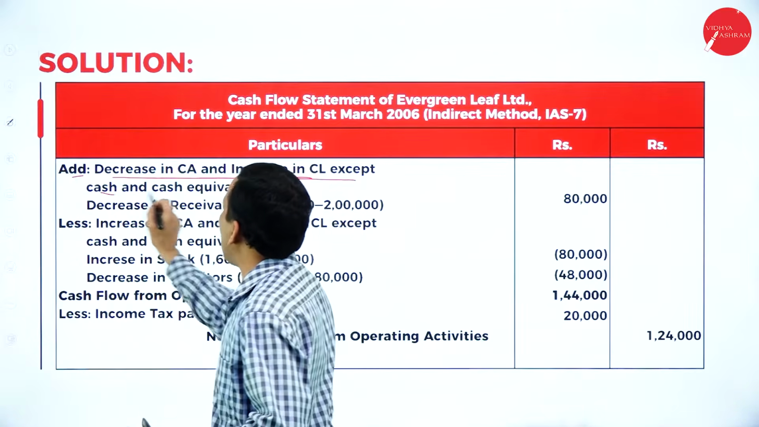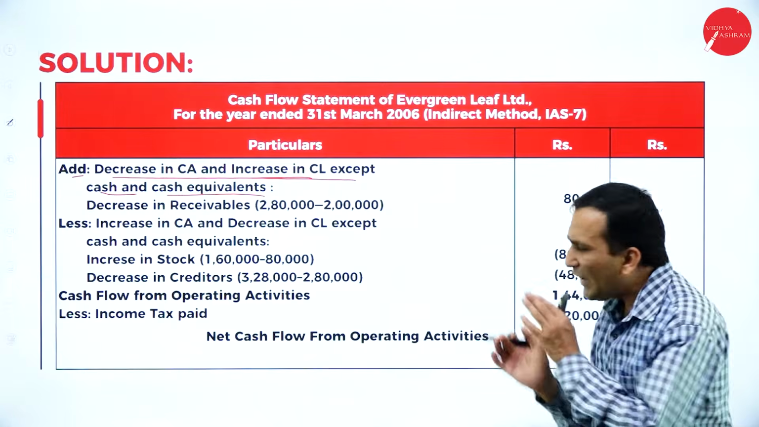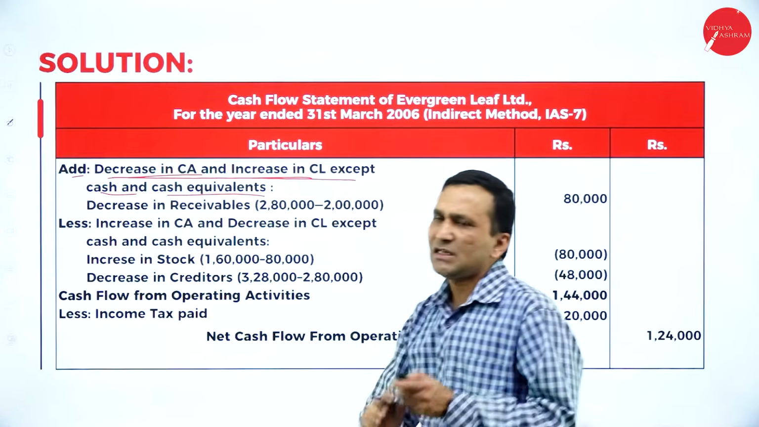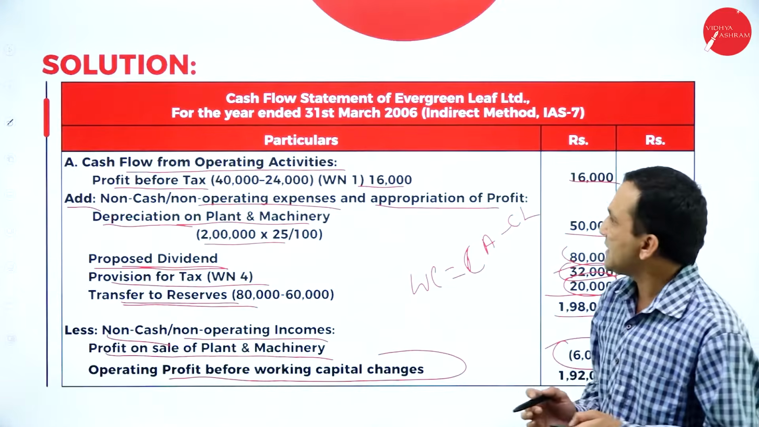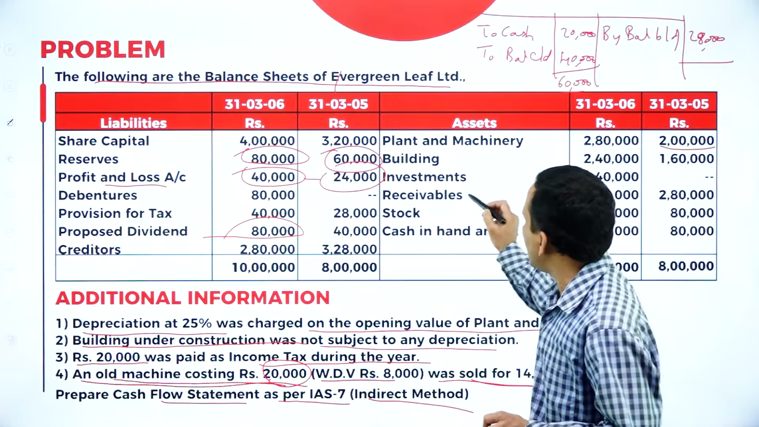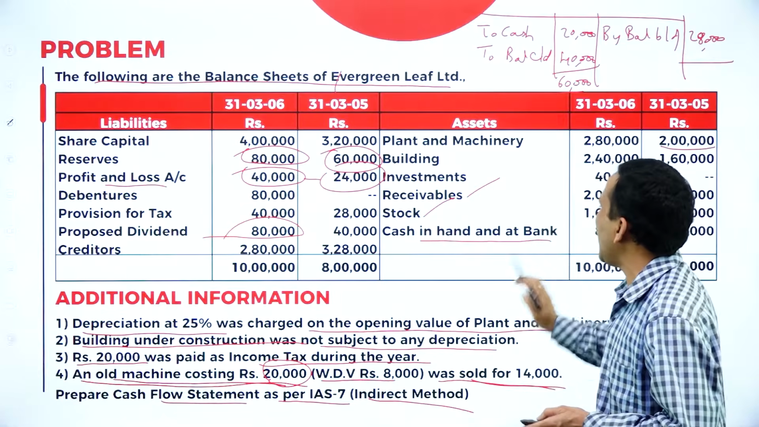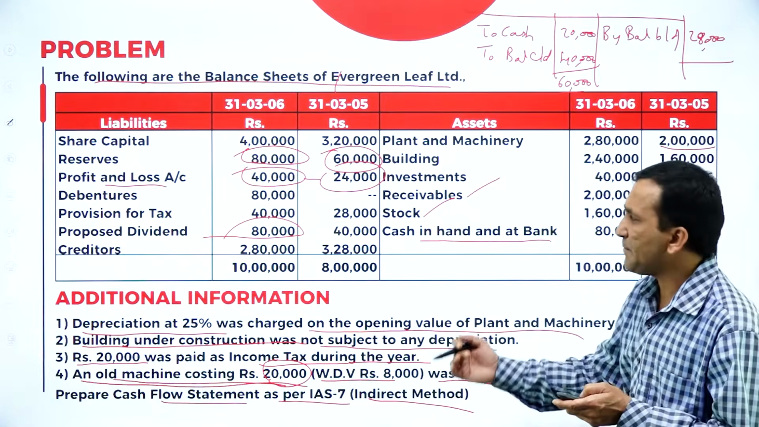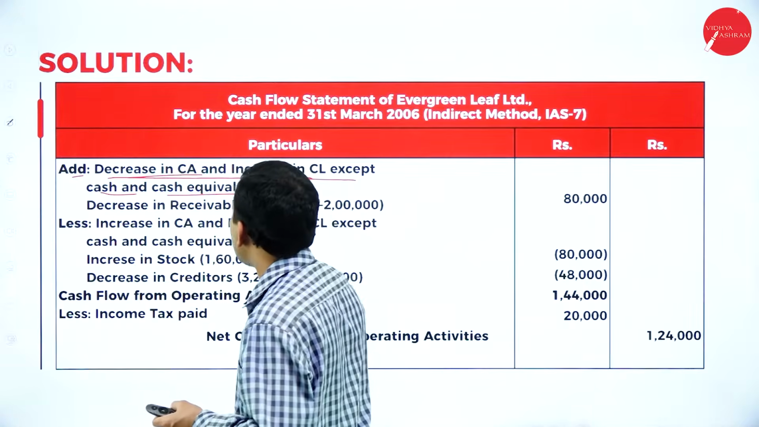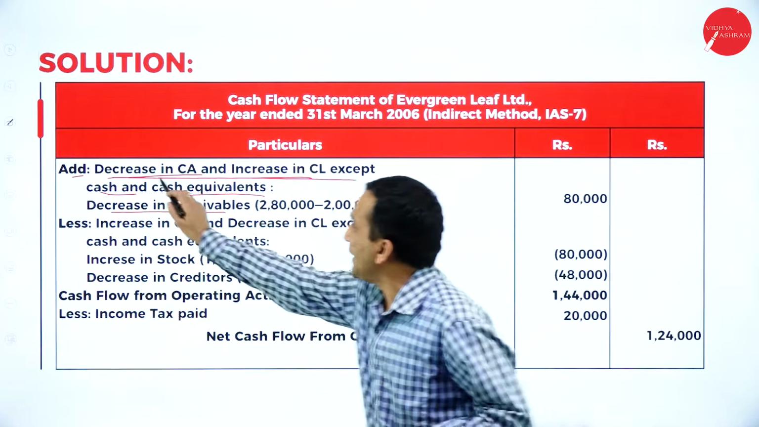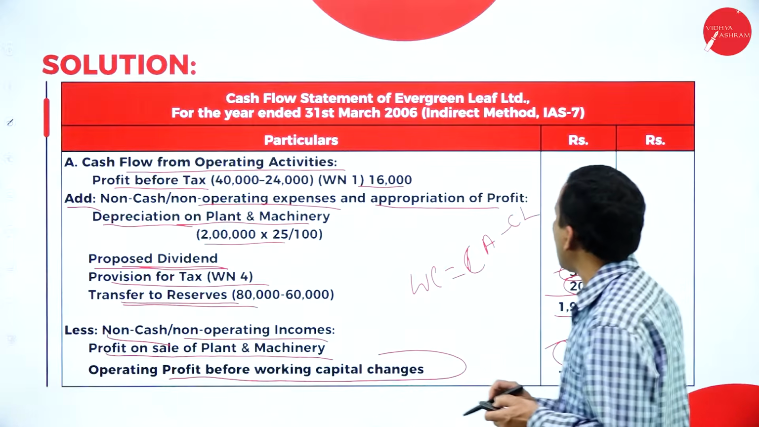So, except cash and cash equivalent, we will list out the first one: decrease in current assets. We need to identify the current assets category. So here the current assets are bills receivable, stock, cash in hand, cash at bank, which is clearly specified in the question here. Except cash, the first one is decrease in the current assets.